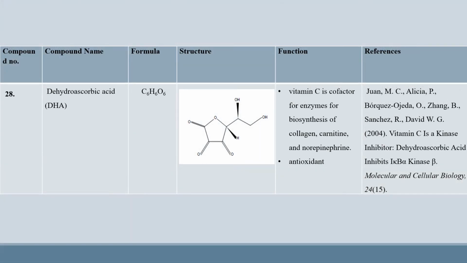So now we look into compound 28. Compound 28 is known as dihydroascorbic acid, DHA. From ascorbic acid, you're somehow able to guess that it relates to vitamin C. And yes, it relates to vitamin C. It's an active form of ascorbic acid, and ascorbic acid is vitamin C.